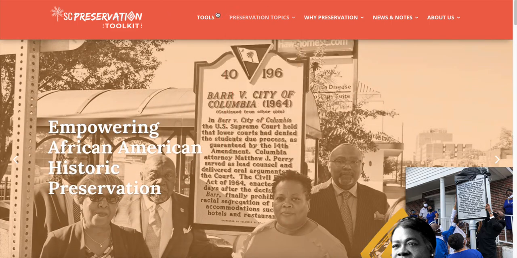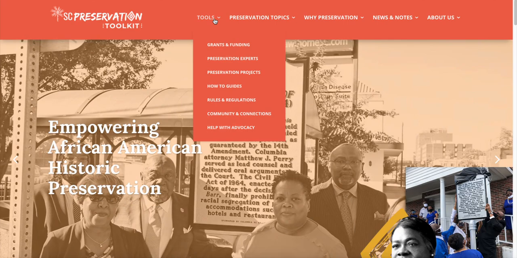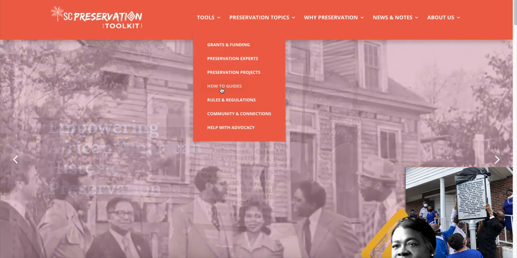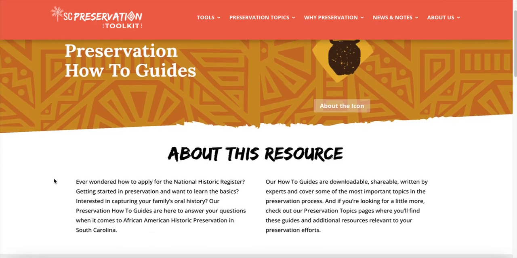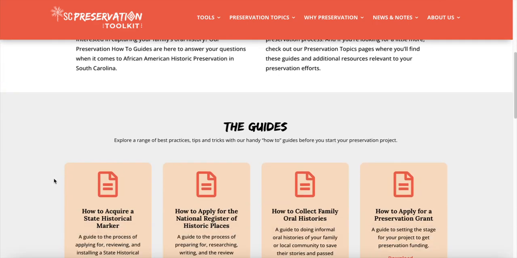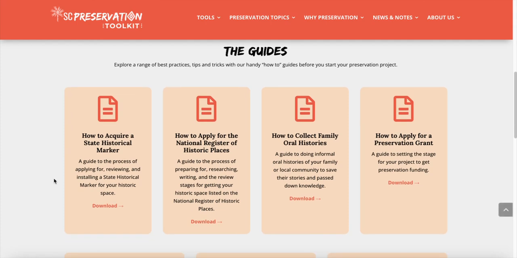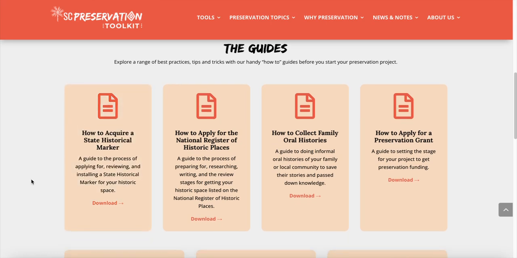To find out more about that, you would go under Tools and you would look at our how-to guides. Our how-to guides are printable, downloadable, and shareable PDFs, giving a step-by-step walkthrough of how to go through specific preservation processes. So if you scroll down on the page, you'll see that How to Acquire a State Historical Marker is the first PDF that we have listed. We also have a bunch of other guides.